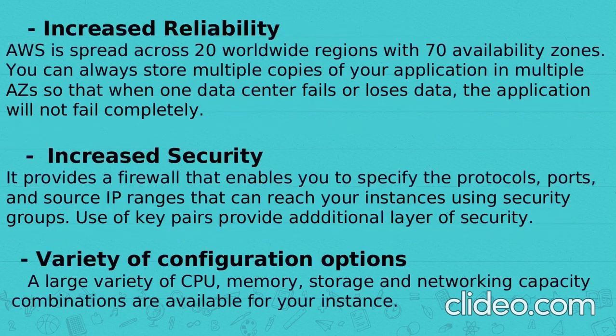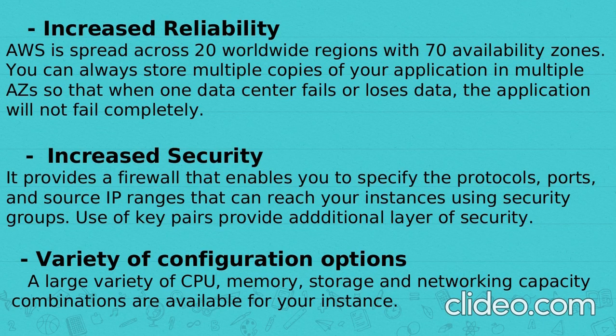Increased reliability. AWS is spread across 20 worldwide regions with 70 availability zones. Now, AWS regions are the geographic areas based on continents and their parts, like North America, South America, Europe, Asia Pacific, China, Middle East, and so on. Each region consists of many data centers that are located at different places within the AWS region. Each of these places is called an availability zone.